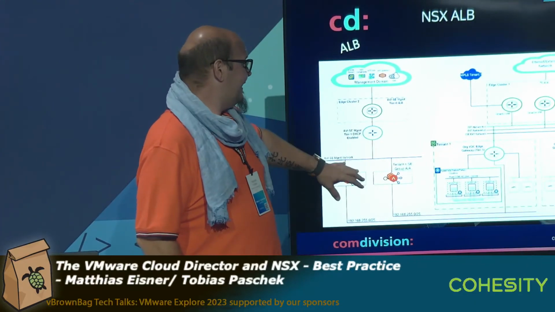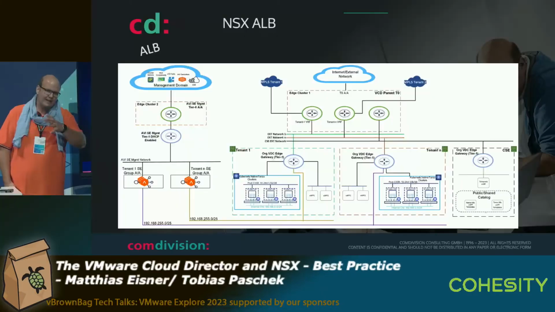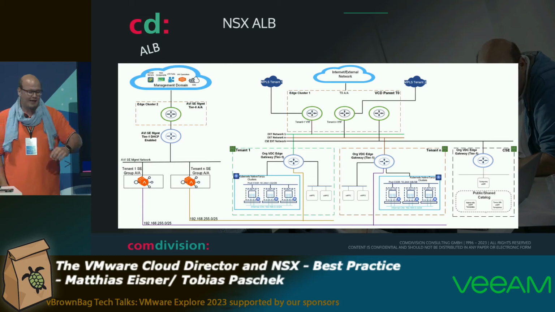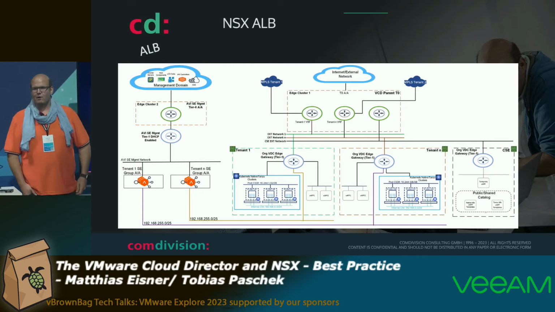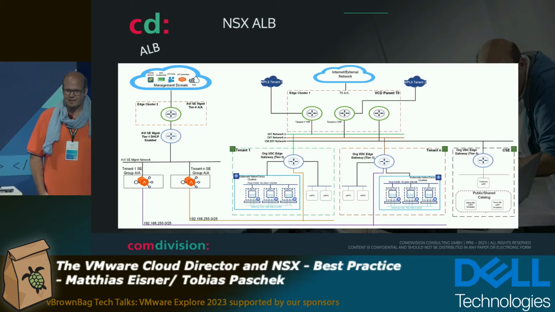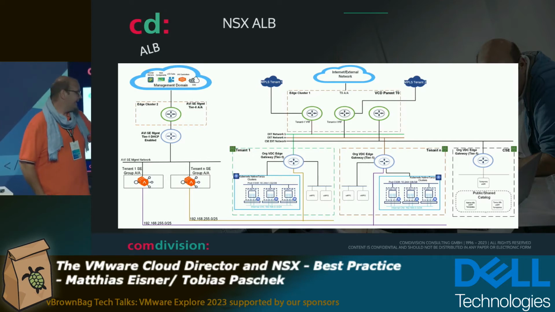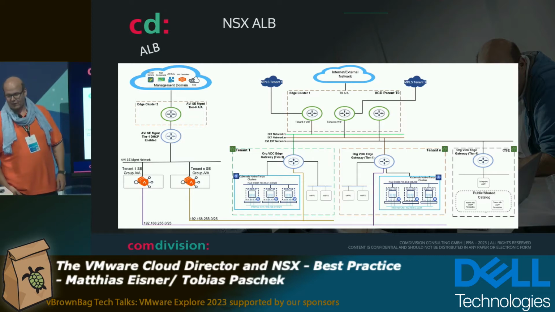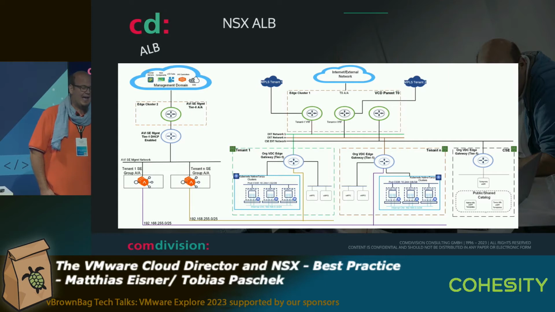And then the service engine can be deployed per tenant or in a shared way, depending on what you would like to achieve. The service engine connects back to the customer tier 1 gateway. So the service engine gets an interface on each customer's tier 1 gateway, the so-called service interface, and then the whole load balancing traffic runs on a shared network between the customer tier 1 and the NSX ALB service engine.